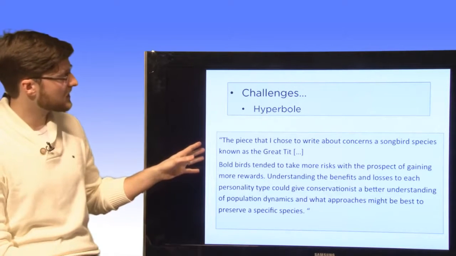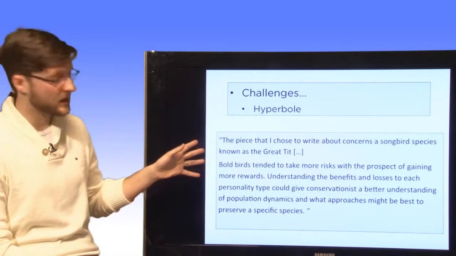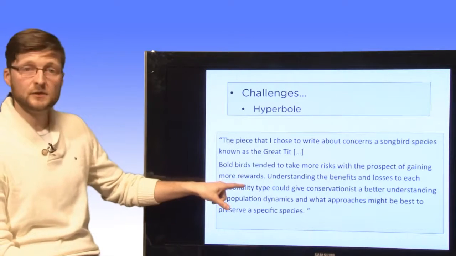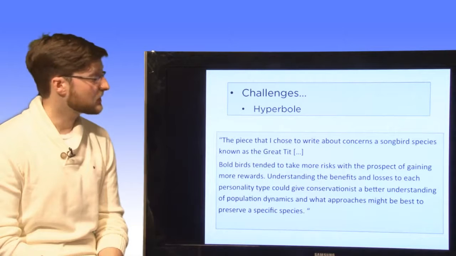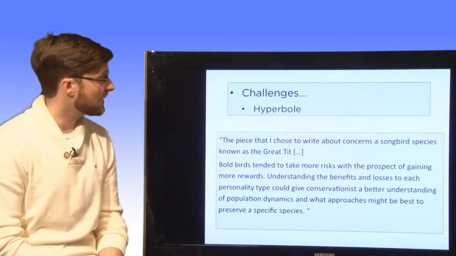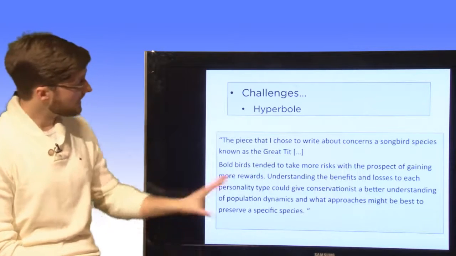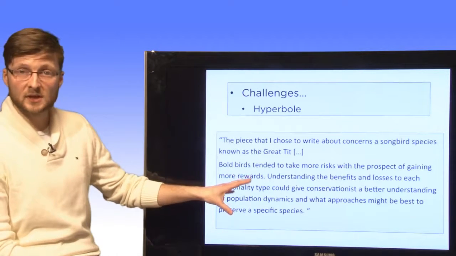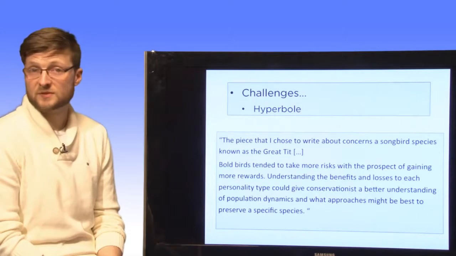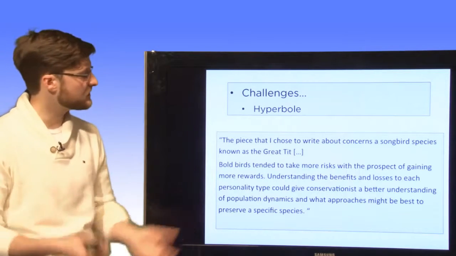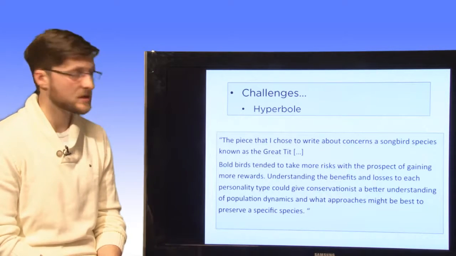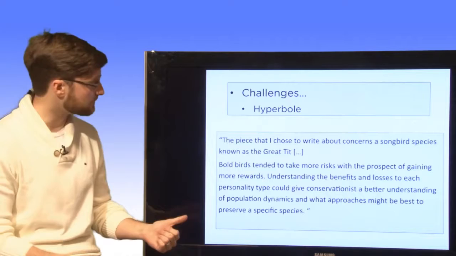So this student talked about songbird species, the great tit, so they were being a little bit cheeky with their article selection. But anyways, they looked at these birds, and they were looking at how personality types amongst the birds influenced how they were organizing themselves in the community, and they made the connection that, hey, if we're looking at conservation, knowing how the birds are going to react and how different personalities in birds will lead them to do different things would help us to control these populations. So it was really great.